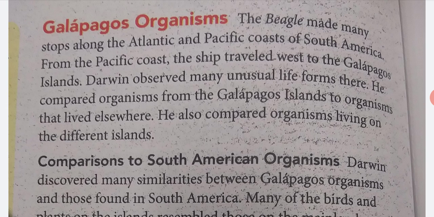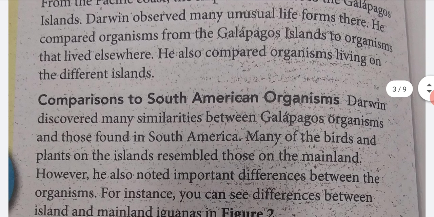Galapagos organisms. The Beagle made many stops along the Atlantic and Pacific coast of South America. From the Pacific coast, the ship traveled west to the Galapagos Islands. Darwin observed many unusual life forms there. He compared organisms from the Galapagos Islands to organisms that lived elsewhere. He also compared organisms living on the different islands.